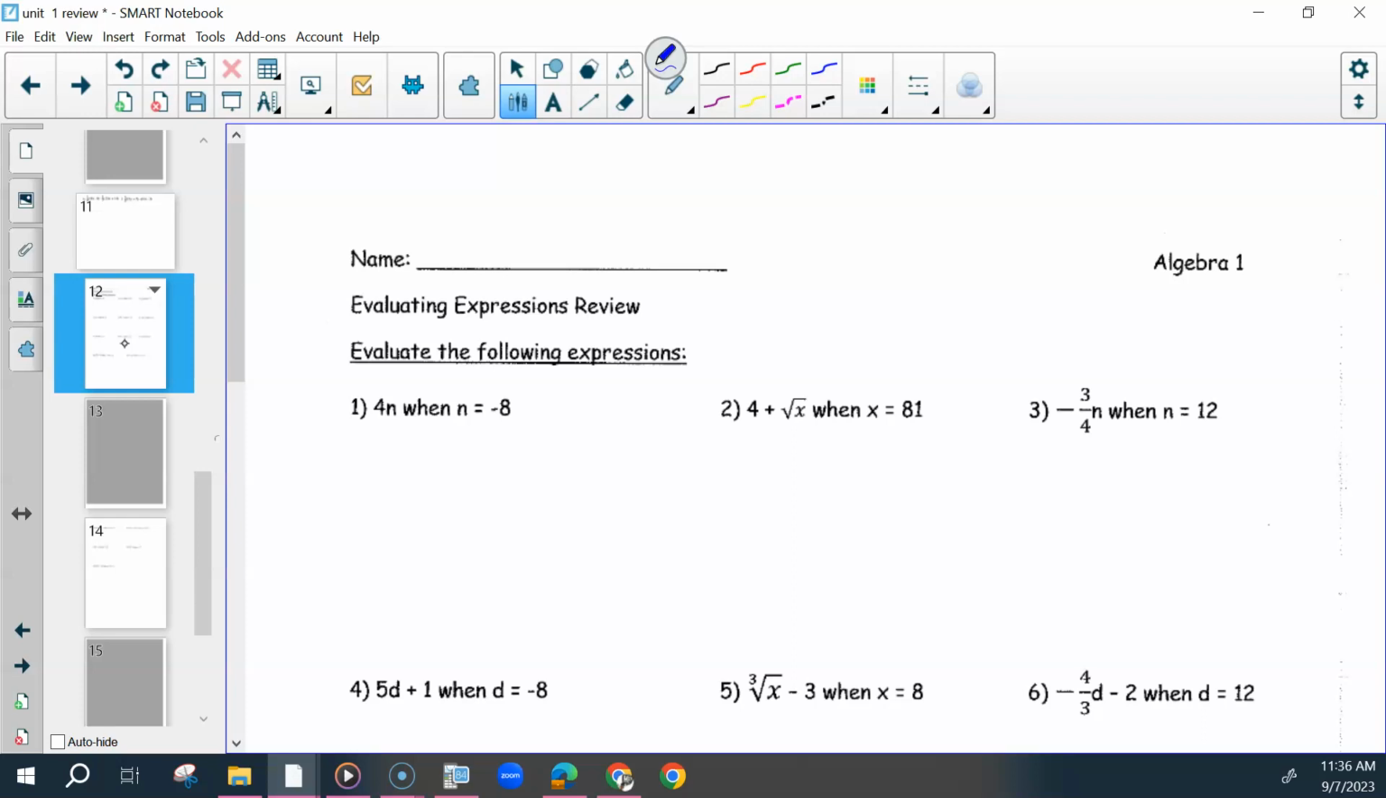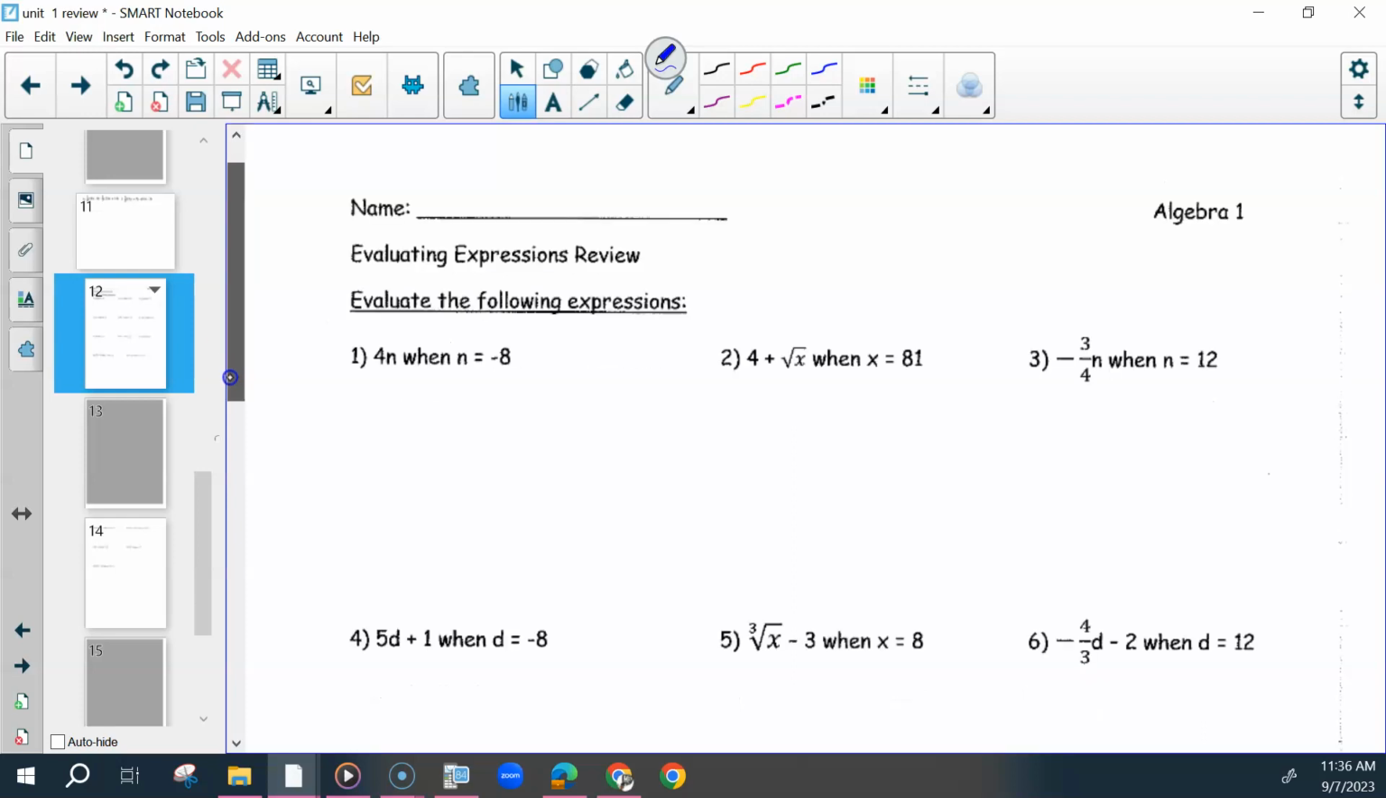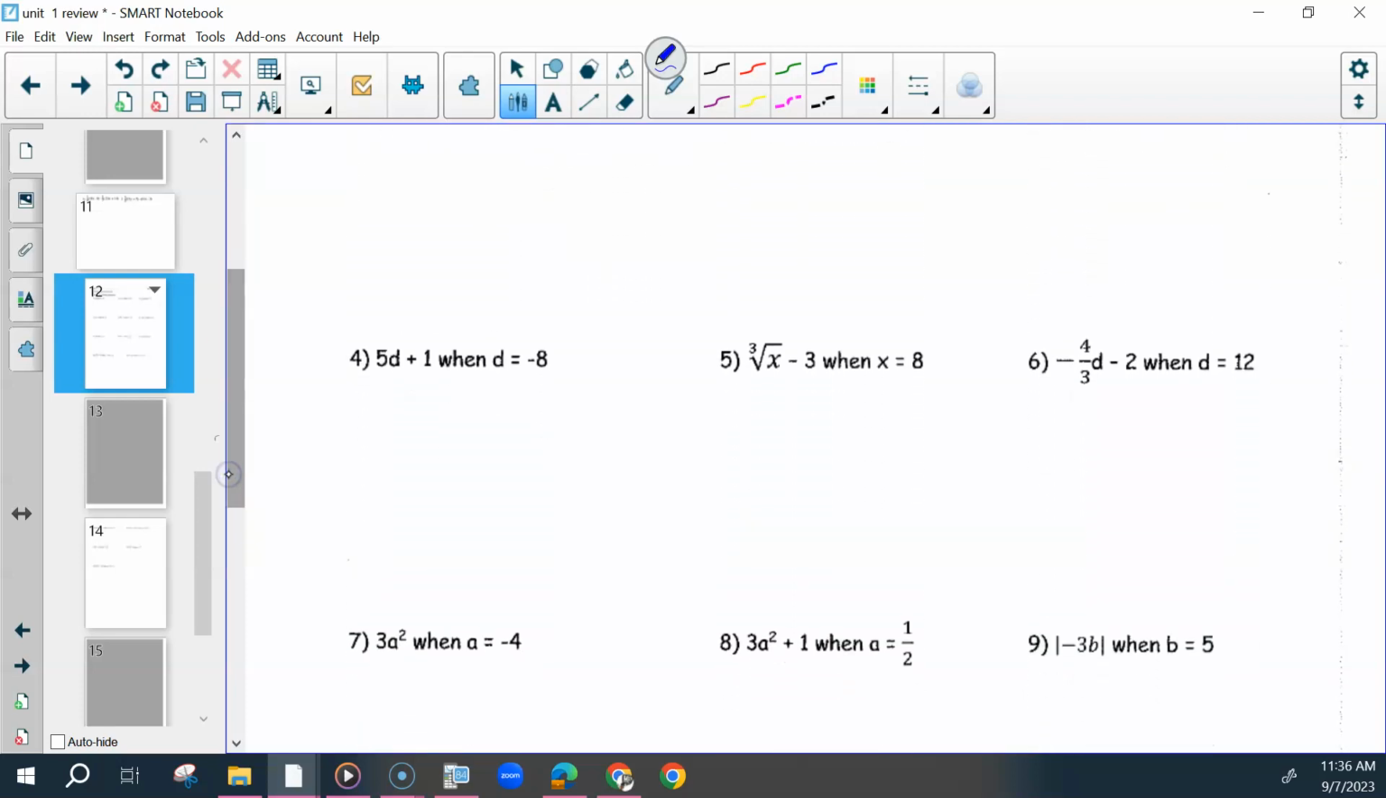So in 5, would it be square root 8 and then? So this is the cube root, so you have to put it in all together.